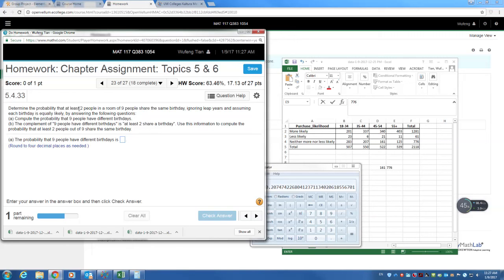Determine the probability that at least 2 people in a room of 9 share the same birthday, ignoring leap years and assuming that each birthday is equally likely, by answering the following questions. Compute the probability that 9 people have different birthdays. The complement of 9 having different birthdays is at least 2 sharing the same birthday. Use this information to compute the probability that at least 2 people have the same birthday.